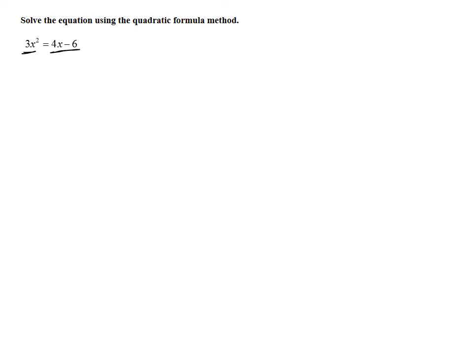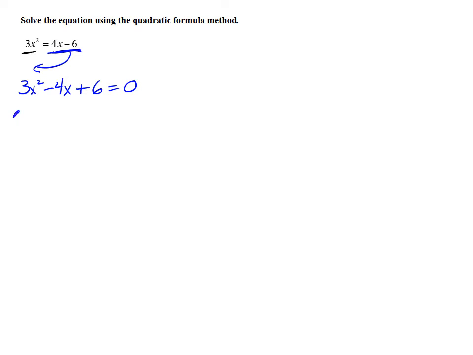Usually I find that people make fewer mistakes with the quadratic formula if a is positive. It doesn't matter if b and c are positive or negative. It just seems like people tend to mess up a little bit more when their a is negative. So I like to keep a positive or make it positive if it isn't. So I'm going to move these other two terms over. So I'm going to have 3x squared, keeping the x squared term positive, minus 4x and positive 6 equals 0.